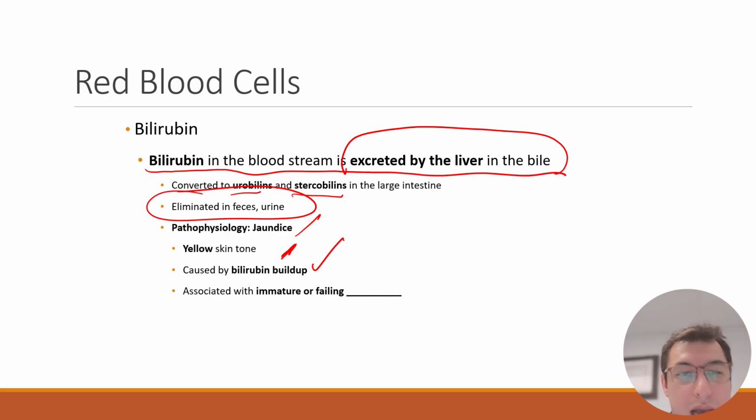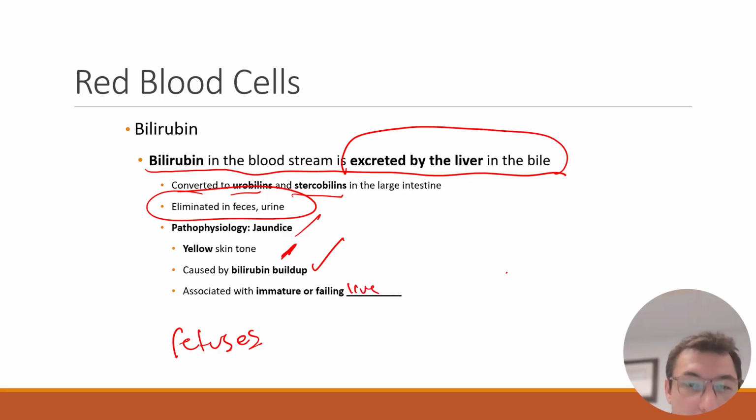Now, you should think of the fetuses also. Fetuses, because they have immature livers, they will naturally have some bilirubin buildup. We could address this, or sunlight helps break down that buildup of bilirubin. And here we have jaundice associated with a mature, immature, or failing liver. Okay, so immature refers to an immature liver or failing liver.